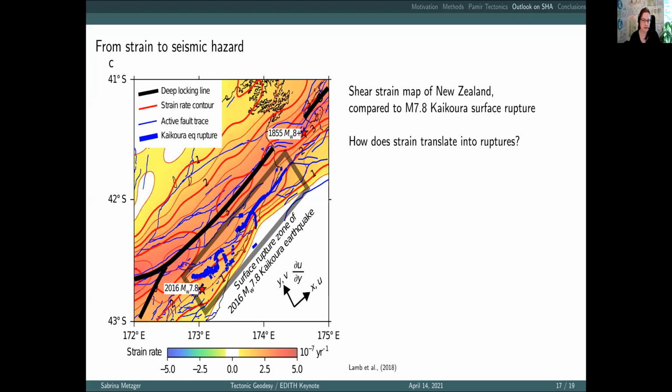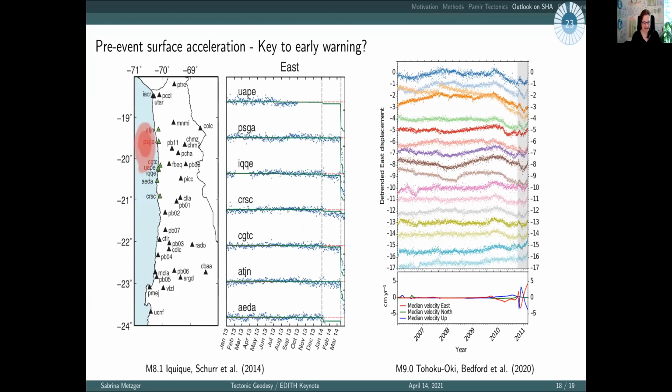And most of these fault segments have been unmapped, so nobody knew. I mean, everybody knew there is a lot of strain, so there should be an earthquake soon, but where it happens, nobody has an idea. So I think this points towards the limits of earthquake prediction, kind of. But there is hope, at least in the instrumental sector. And here I just showed two figures of bigger earthquakes of the last years, which is the Iquique earthquake to the left and the Tohoku-Oki earthquake to the right.